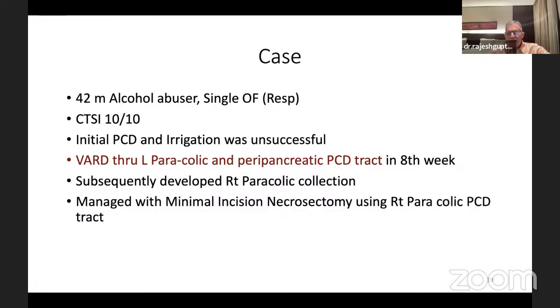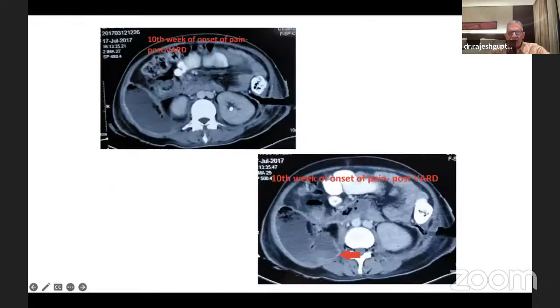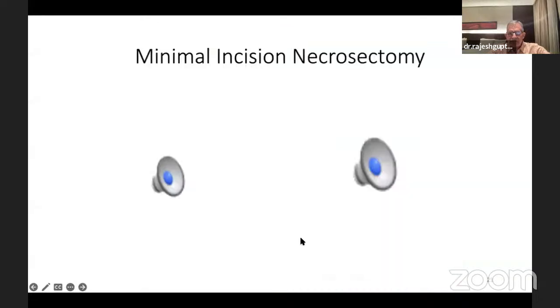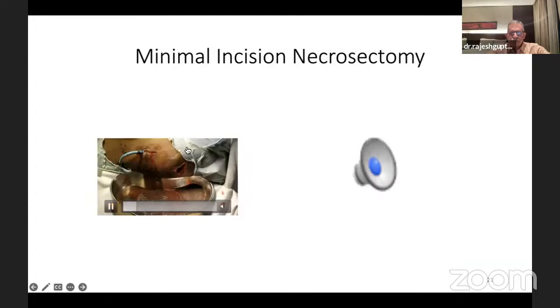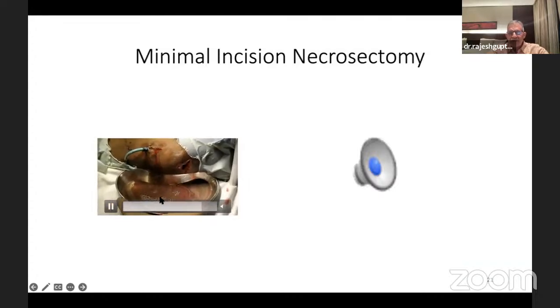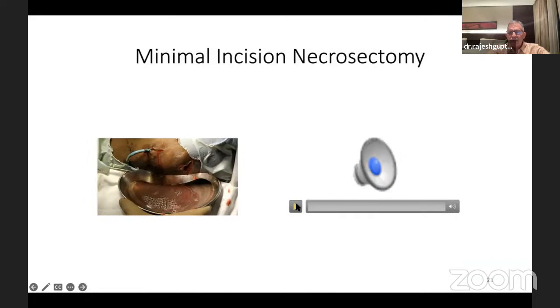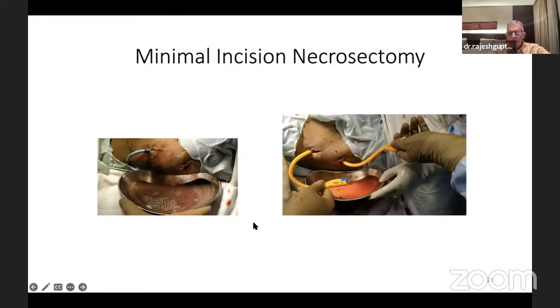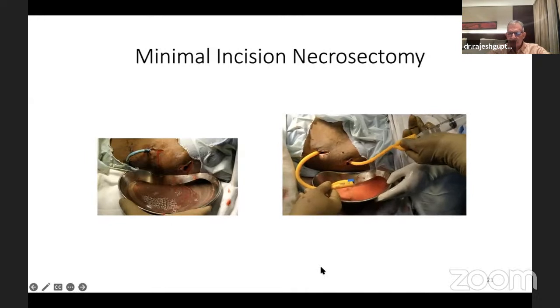So this is a patient who actually had VARD through a left paracolic collection and then subsequently developed a right paracolic collection. As you see here, this patient already had VARD done, and now he has developed a collection on the right side. And then all we need to do is put an incision on either side, open that cavity and drain that infected fluid. And then since there were two drains, we irrigate both these tubes.